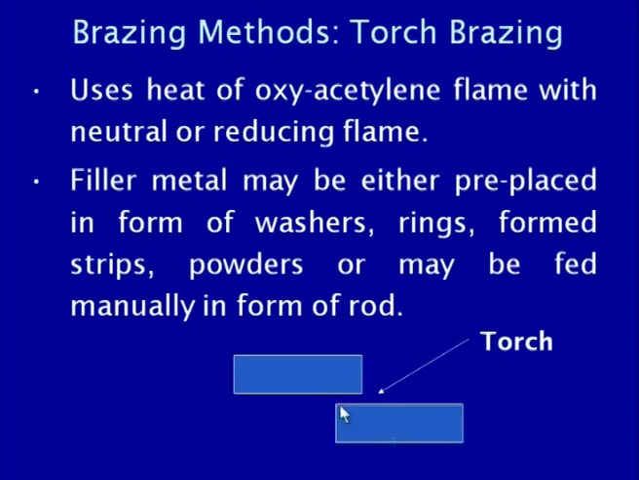Say the fixed surface, the components to be joined, after being put in a particular position, are heated using the flame, and once the heating is done, either these filler materials can be pre-placed, so on melting these will get distributed, or after the heating, the filler material can be applied manually in the form of a rod.